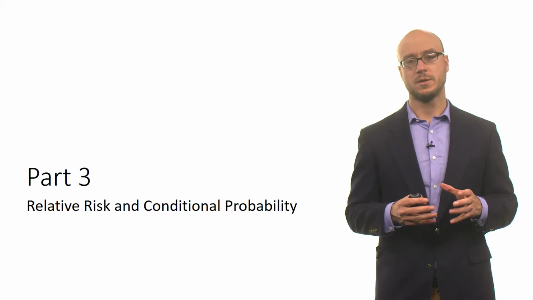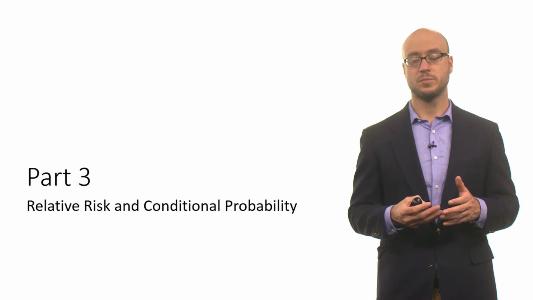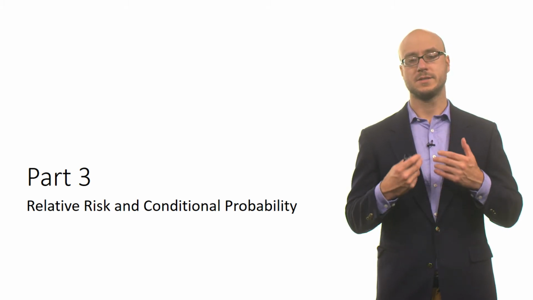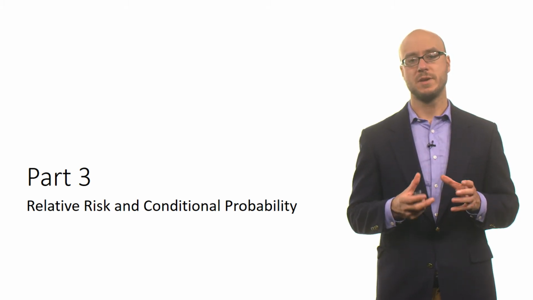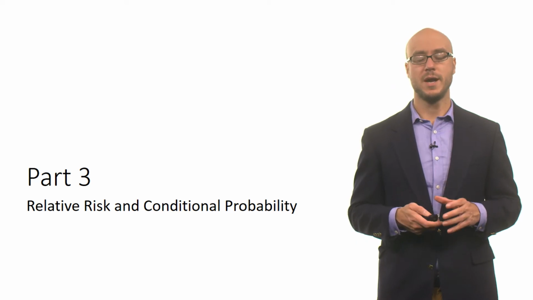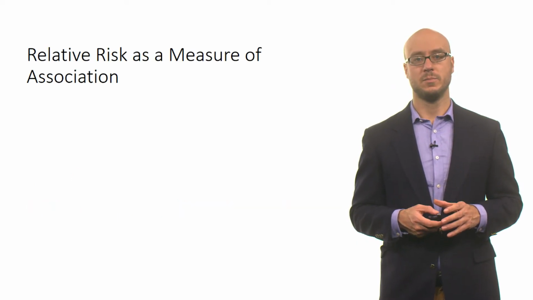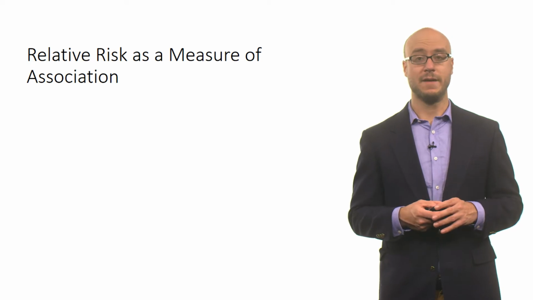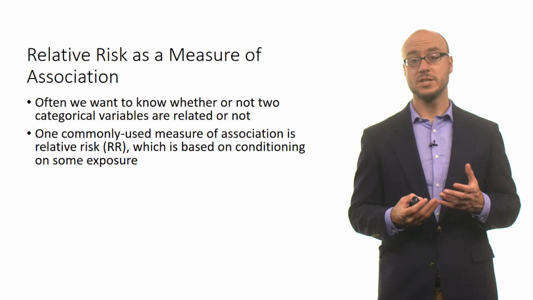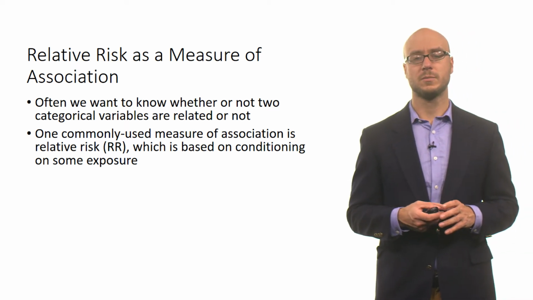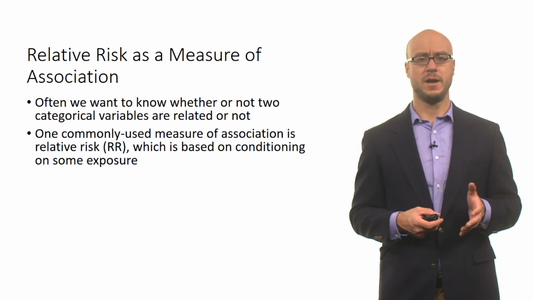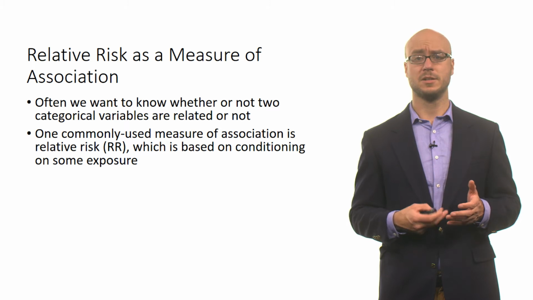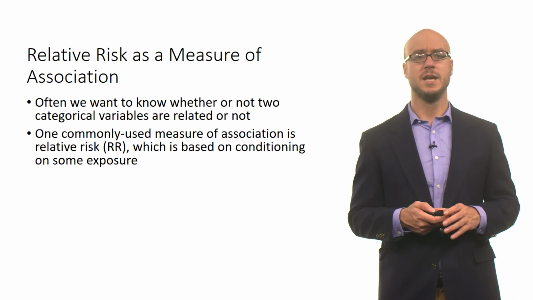For part 3, we will talk about the idea of conditional probability, as well as the idea of relative risk, which is a measure of association between two binary categorical variables that you have. So for example, one variable might be an exposure, the other variable might be some outcome. And relative risk is a measure of association for these two kinds of categorical variables. You see it a lot in biology, public health, epidemiology, but also psychology, sociology, and economics.